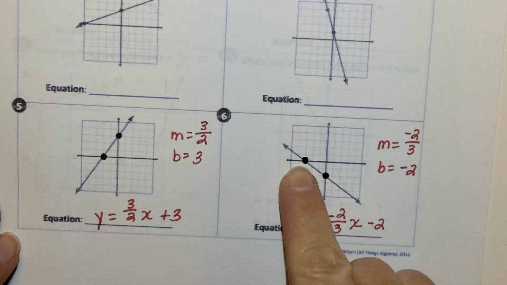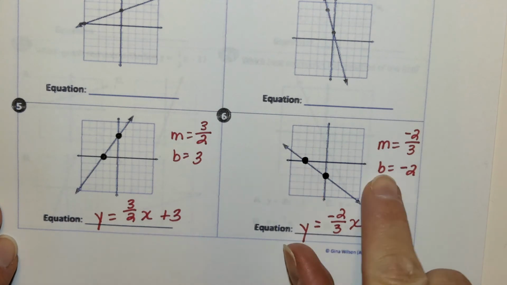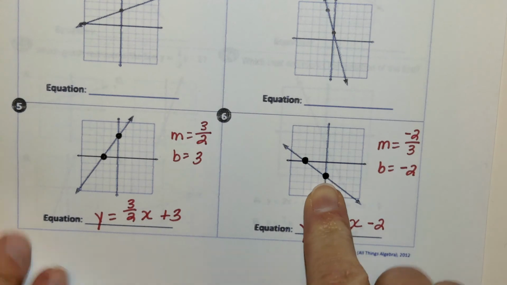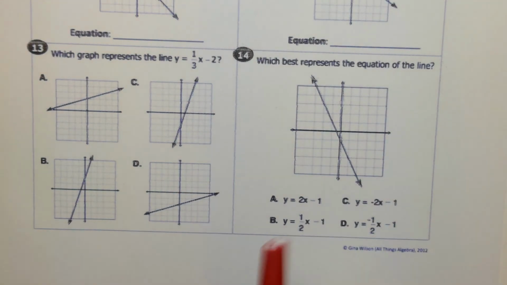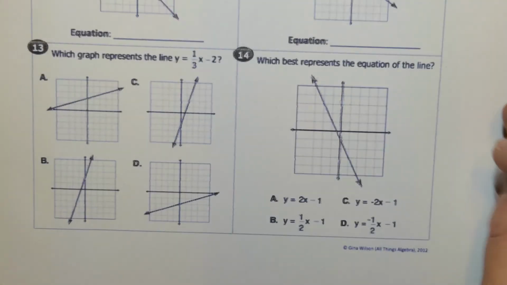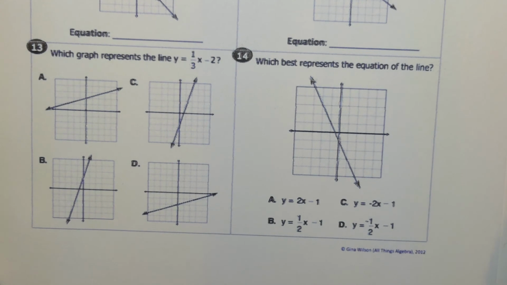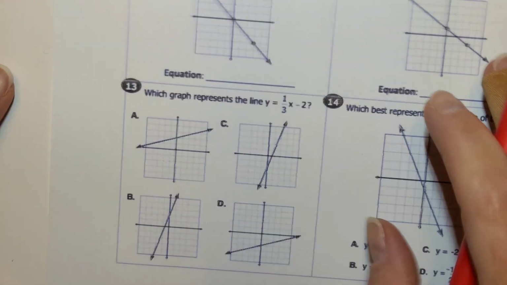So that's a -2 for my top number. I go down 2, and the run is right 3, so positive 3. And as predicted, it's a negative fraction. And it should be a negative fraction because that is a negative sloping line. Y equals negative 2/3 x minus 2.